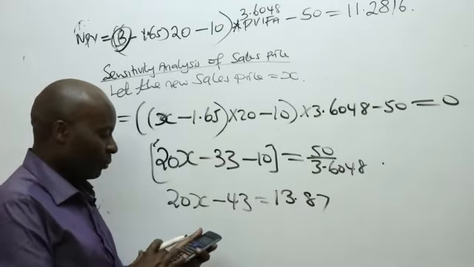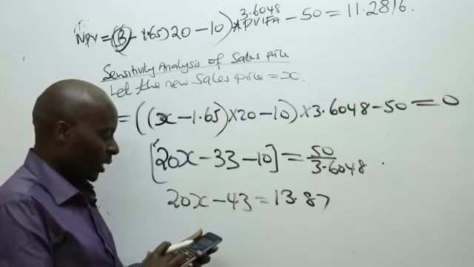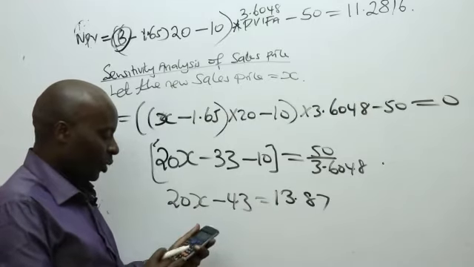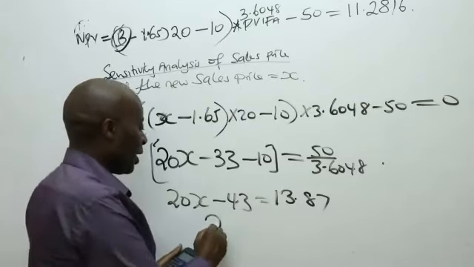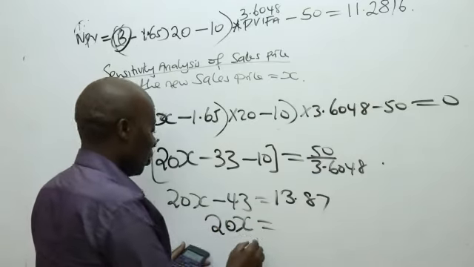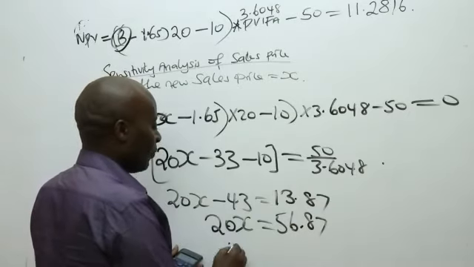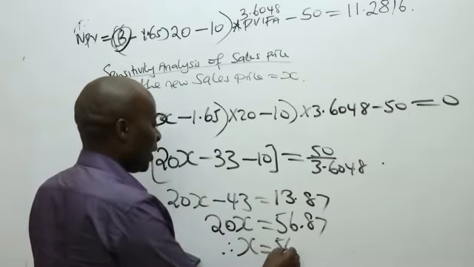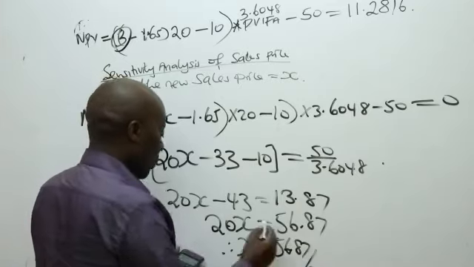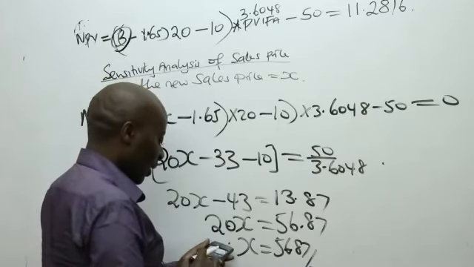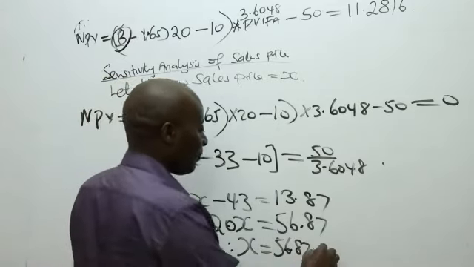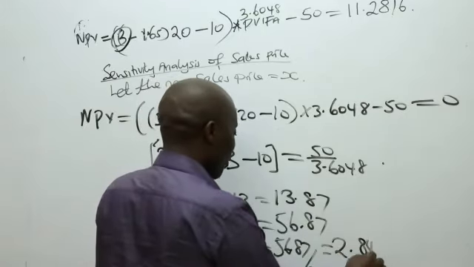So 13.87 plus 43 will give me 56.87. So we have here 20x equals 56.87. And therefore my x will be 56.87 divided by 20, which gives me 2.8435.